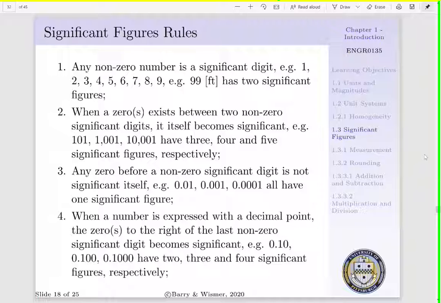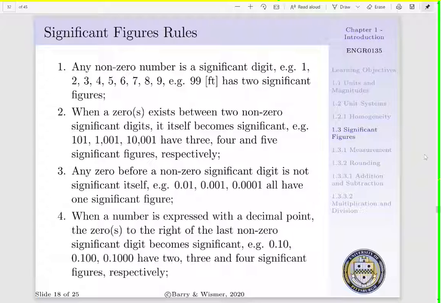Any 0 before a non-zero significant digit is not significant in of itself. For example, 0.01, or 0.001, or 0.0001 all have 1 significant digit associated. The zeros between the decimal place and unity do not contribute to the significance.